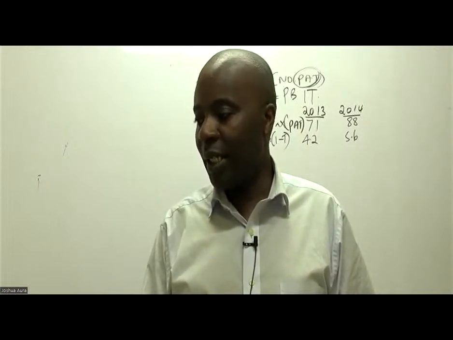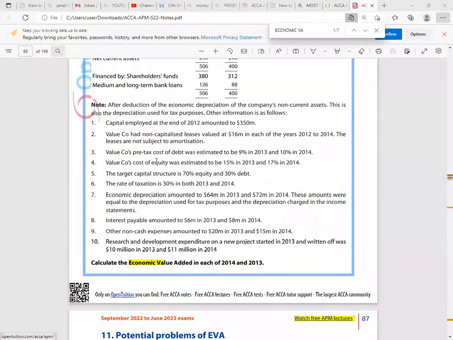Let's see this. You can even read this together. The capital employed will come in later. It can't affect us in the NOPAT. Value company had non-capitalized leases valued at 16 in each of the years 2012 to 2014. The leases are not subject to amortization.